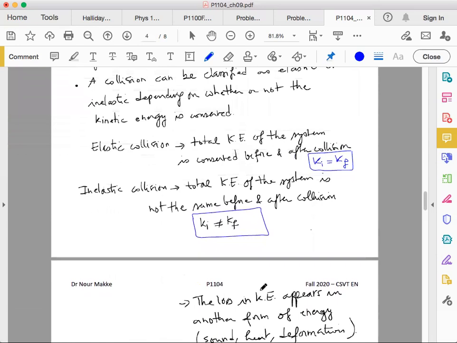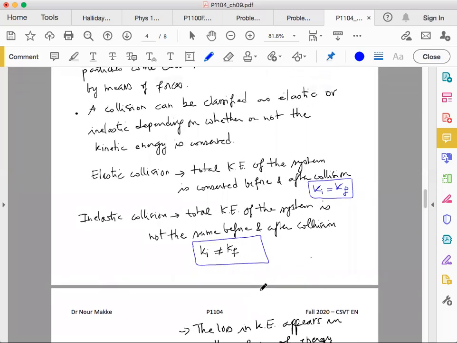This is it. I just want to make one more comment: in real life, in inelastic collision, the loss in kinetic energy always appears in a different form of energy, like sound, heat, deformation. For example, when a car hits something and has an accident on the road, first you hear a sound, and then you see with your eyes that there is deformation, that the car or the door is dented. The sound you heard and the deformation you saw are kinetic energy that was transformed into another form, like sound or deformation. So this is number one.